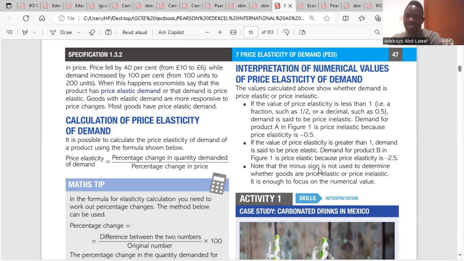If the value of price elasticity is greater than 1, demand is said to be price elastic. So that means if our price elasticity is greater than 1, we could simply say that the demand for that product is price elastic. I think it's clear.